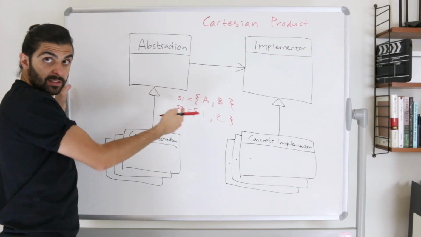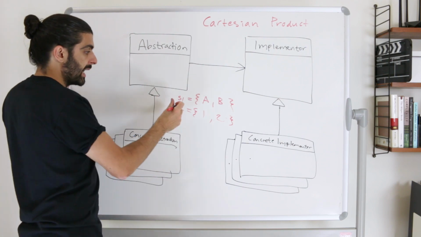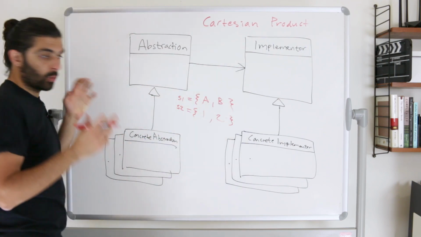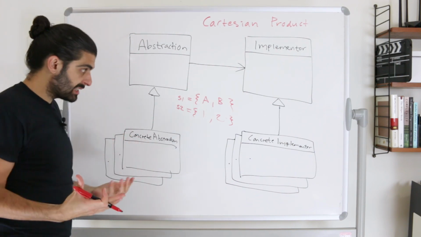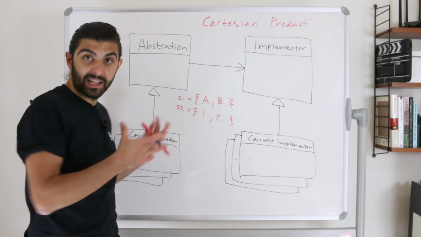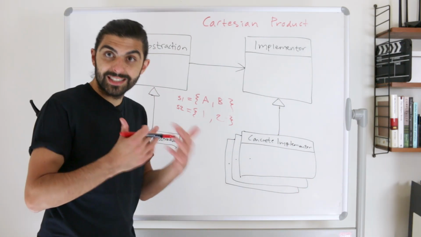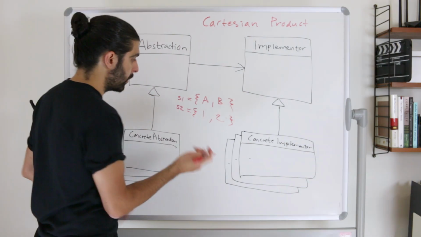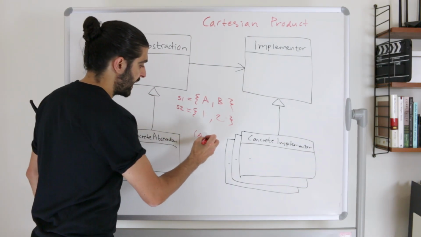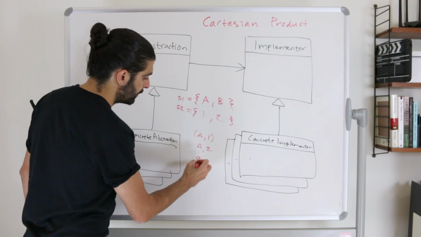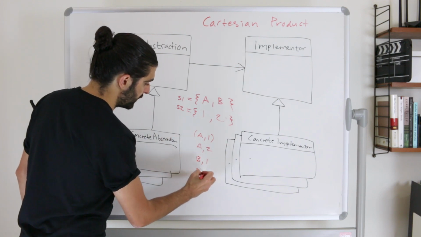So both of these sets have two elements each, and the first one contains A and B, and the second one contains 1 and 2. So what's the Cartesian product? Well, the Cartesian product is a new set of all of the combinations. You can kind of think of it as a multiplication over sets, or the set of all ordered pairs. So what would the Cartesian product of this be? Well, it would be the set of the pair A1, the pair A2, the pair B1, and the pair B2.